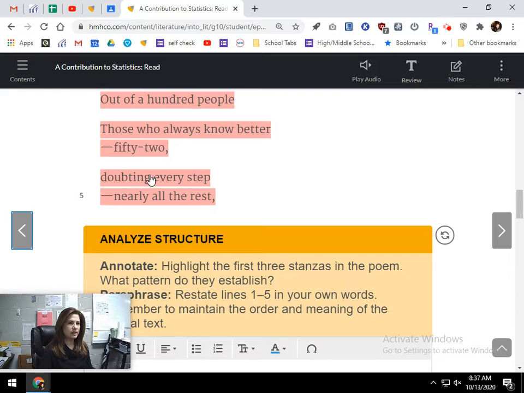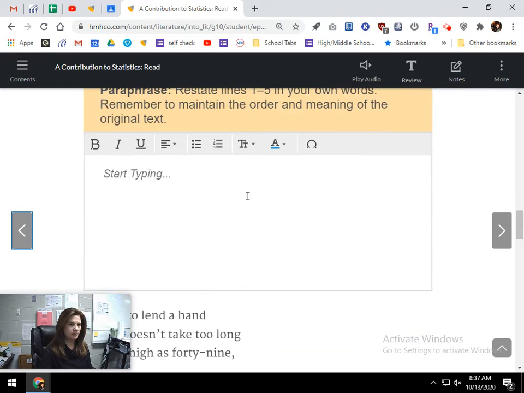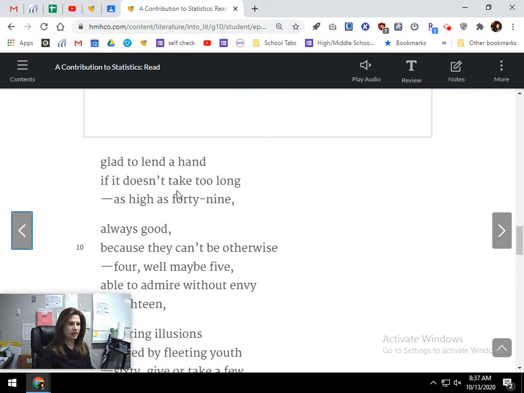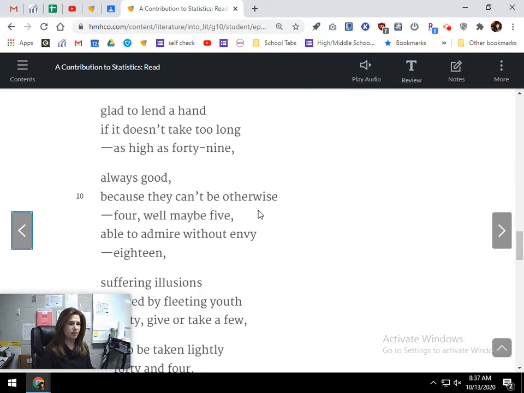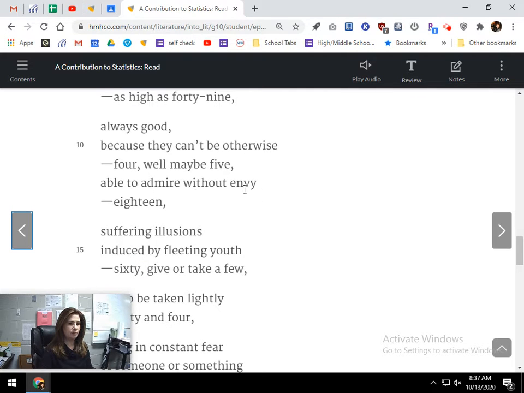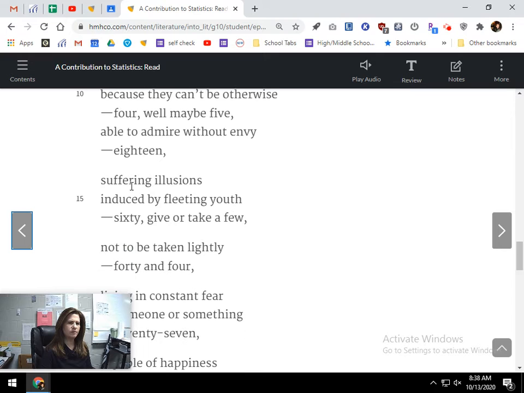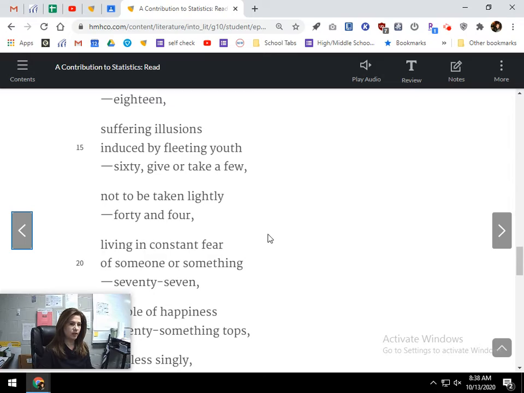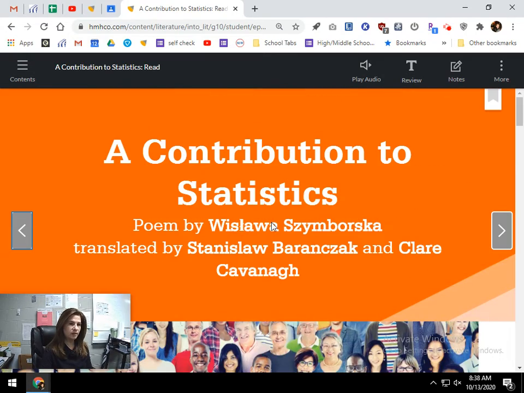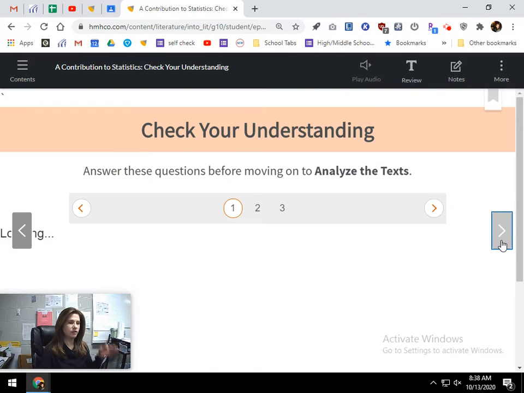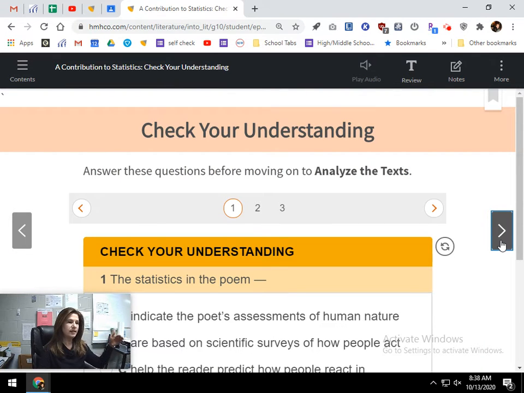She gives you the characteristic of the person, and then she tells you how many are like that. So glad to lend a hand as long as it doesn't take too long, gives you the number. Always good because they can't be otherwise, gives you a number. Able to admire without envy, gives you a number. Notice there's not a space between this one. Suffering illusions induced by fleeting youth gives you the number. Not to be taken lightly gives you a number. So that is the parallelism, the way she structures each stanza to give you the characteristic of that type of person, and then how many out of 100 would fit that.